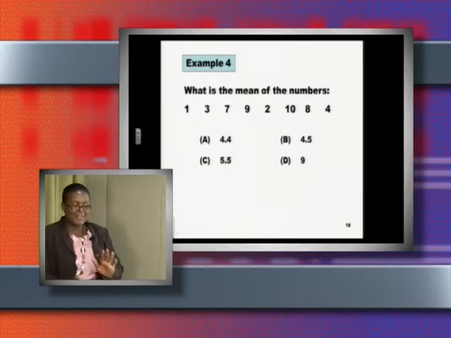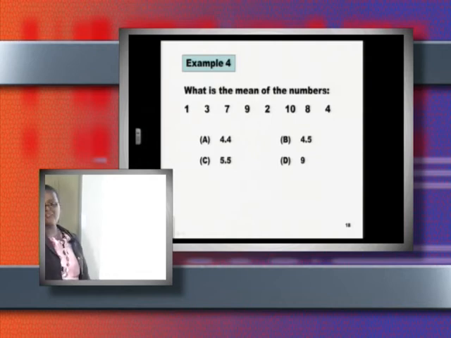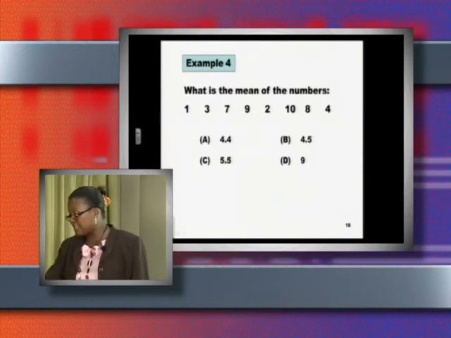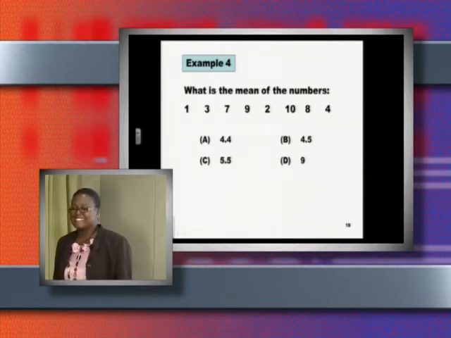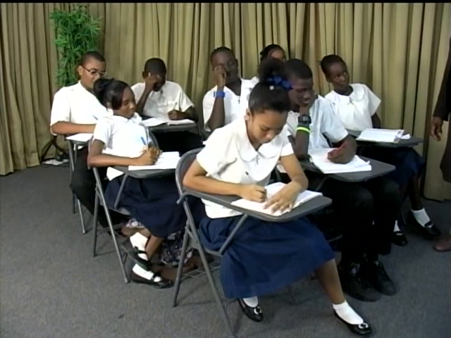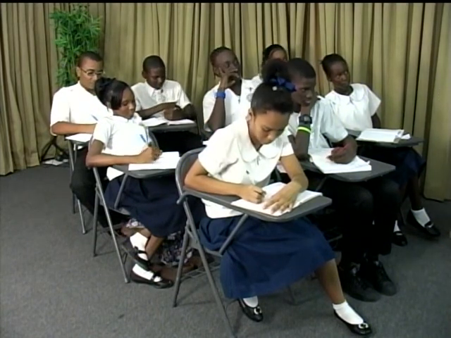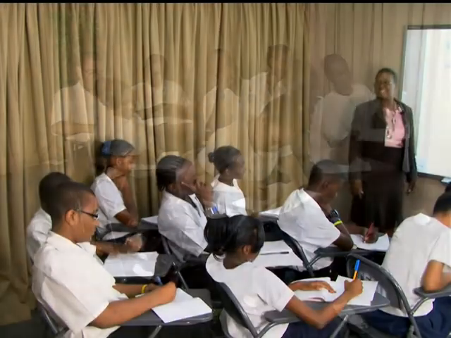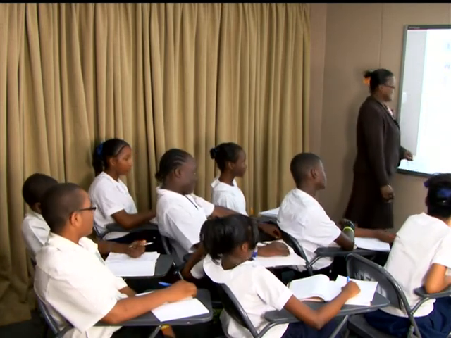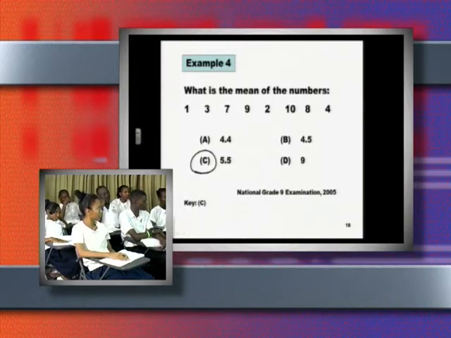C, 5.5. Very good, Stefan. Stefan says 5.5, but I want the others to go through the process and make sure that Stefan is correct. You got that, Alicia? Got that, Diana? Ivan, you got that? Yes, miss. Very good. Now let's see what the key is. So those students who took that exam in 2005, if they had circled or shaded C, they would have got it correct because we have the key as C.